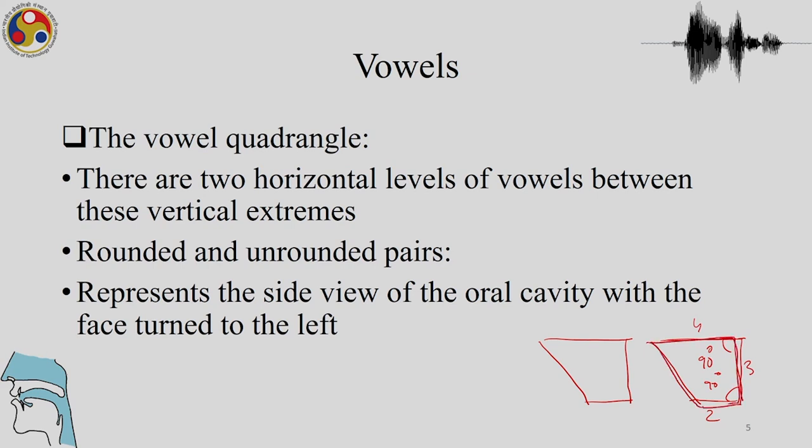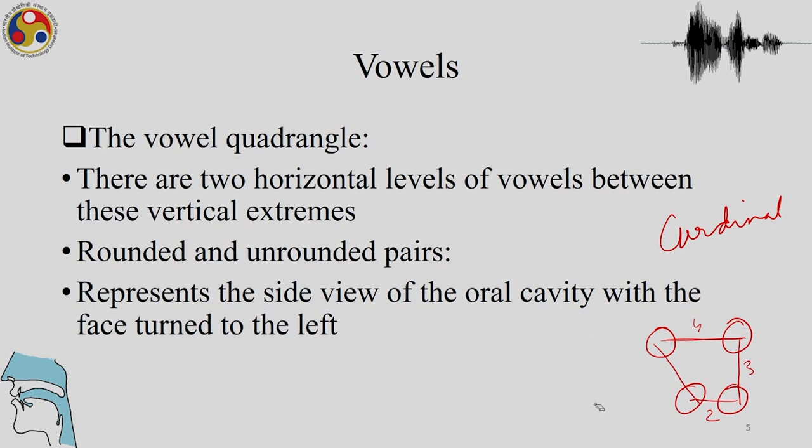The importance of this quadrangle is that it gives us a way of representing vowels. How? Because it assumes that there are certain cardinal vowels, which are produced in these four extremes, and the other vowels can then be understood once we understand that the quadrangle represents the extremes of the vowel space. This is essentially called our vowel space, and it represents the side view of the oral cavity with the face turned to the left.